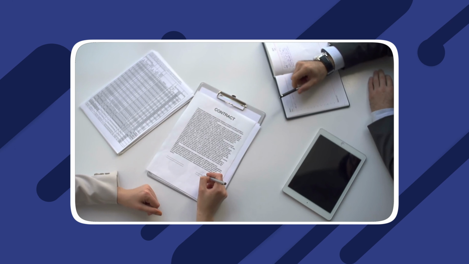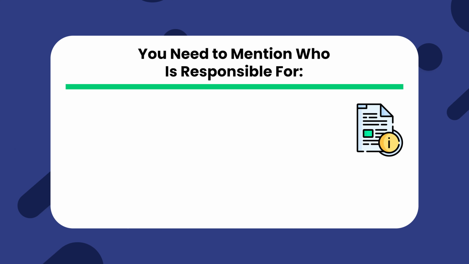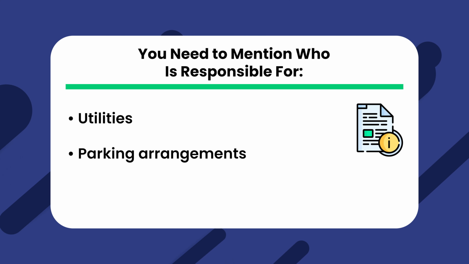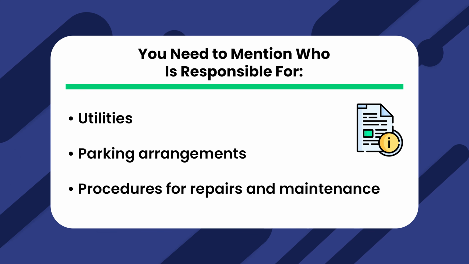Here, you need to clearly define the rental period, when the rent will be due, and even provide strategies in case a business runs into financial difficulty. And you need to mention who is responsible for utilities, any parking arrangements, and the procedures for repairs and maintenance.